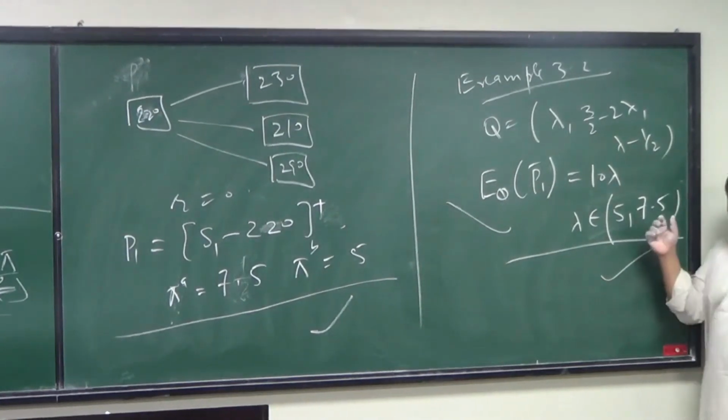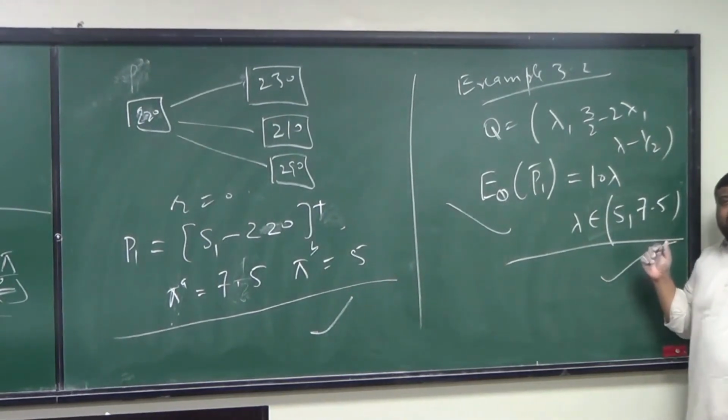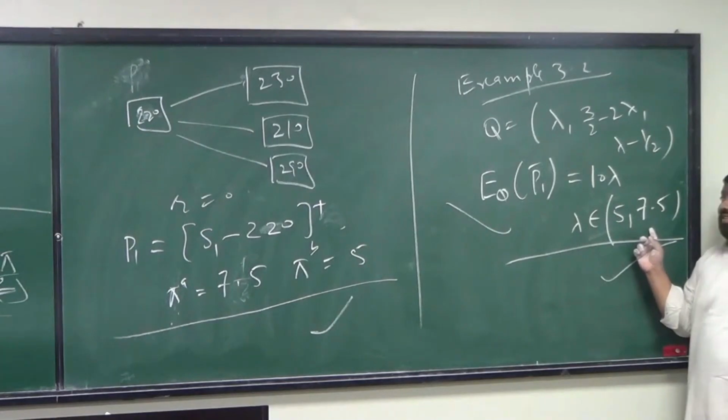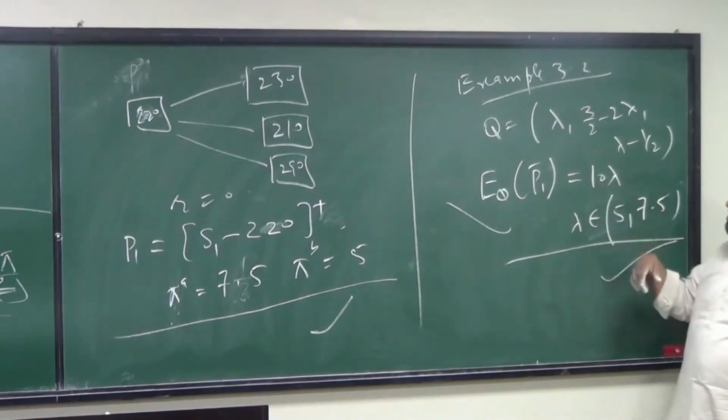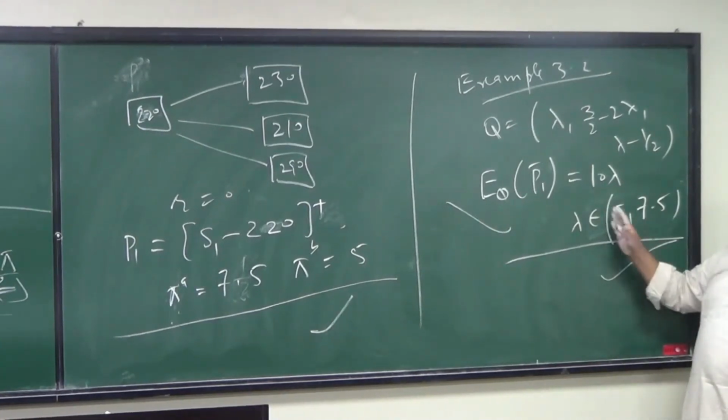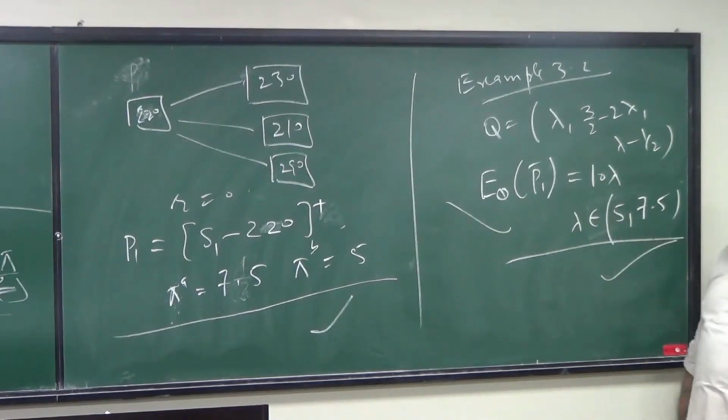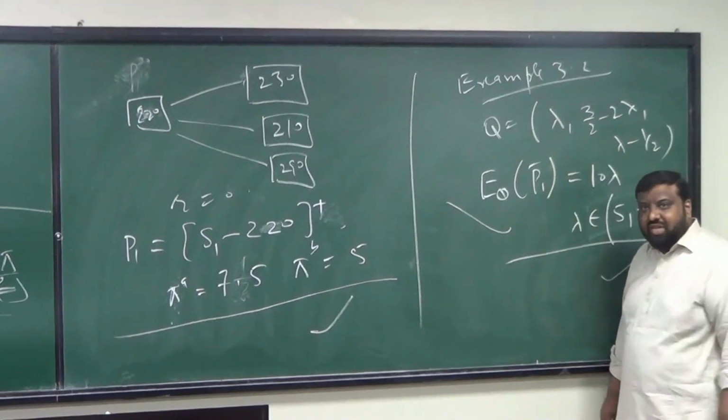And the good thing about the interval where lambda belongs is that it has a meaning now. That 5 and 7.5 is what? Ask and bid. These are ask and bid prices. And lambda is going to be any value in between. This is very interesting.